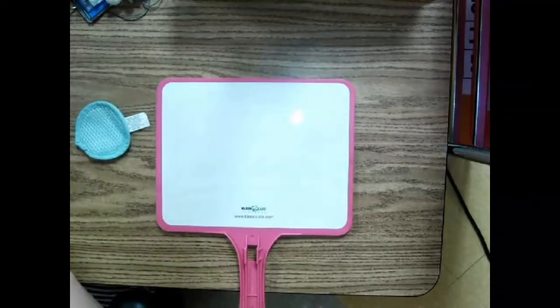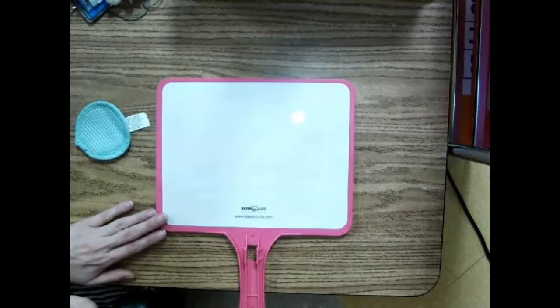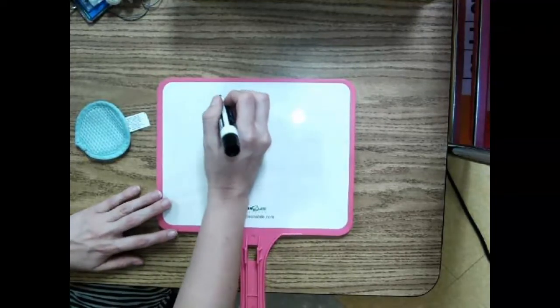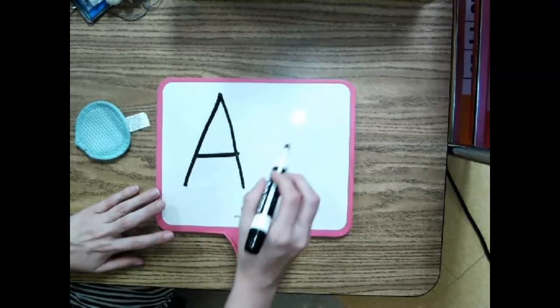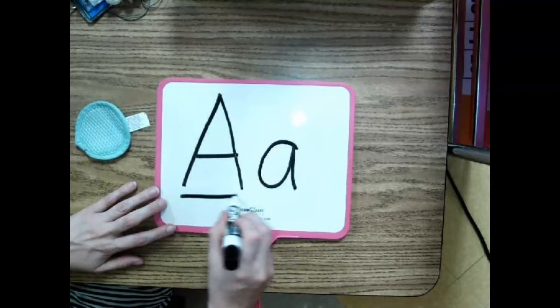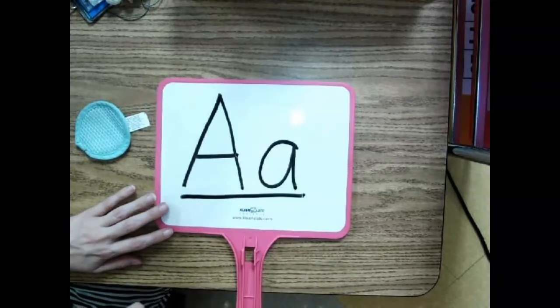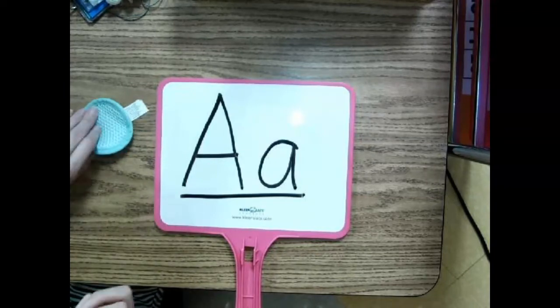Next, let's do the capital and lowercase letters that make the sound ah. Say the sound. What's that letter's name? A. Good. And that letter makes two sounds, so let's say both of them. Capital A says ah. Lowercase a says ah. And A says A. Nice job. Let's try another one.